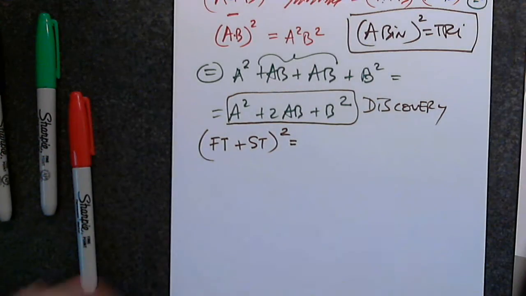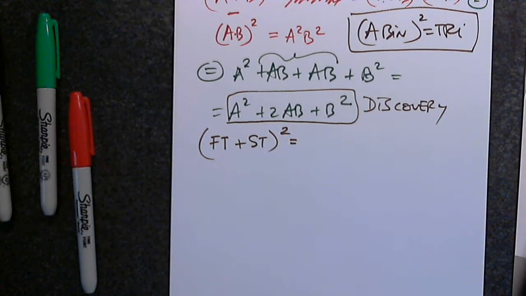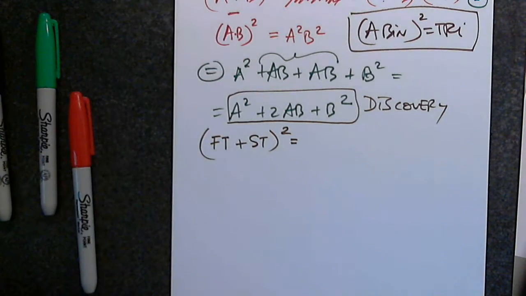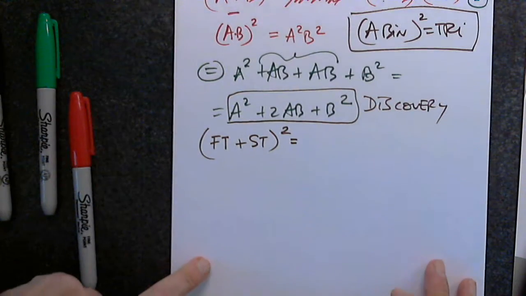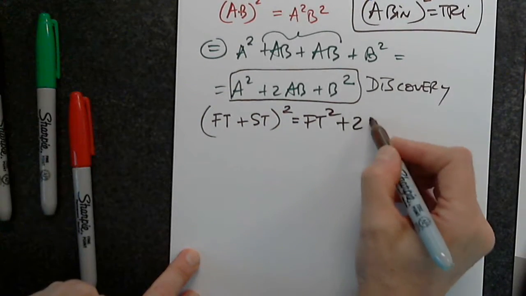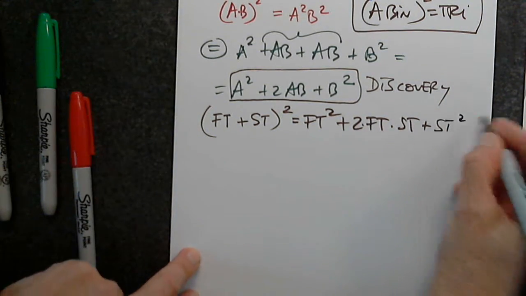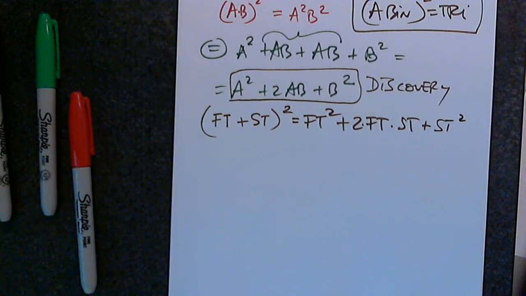So now can you mimic this and tell me what to write? If the first term is just any term, whatever it is, and the second term is the second term, whatever it is, not necessarily b, it could be b, but not necessarily. Can anyone dictate what I should write? ft squared plus 2ft st plus st squared. That's all I need to remember. And you can make a tune out of it. First term plus second term squared is the first term squared plus 2 times the first times the second plus the second term squared.